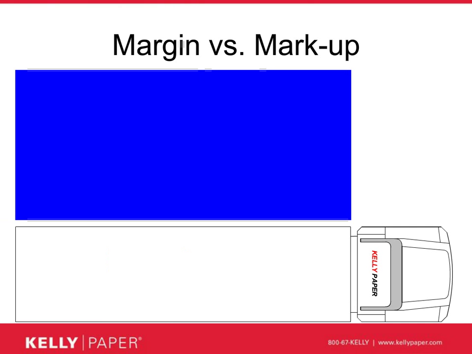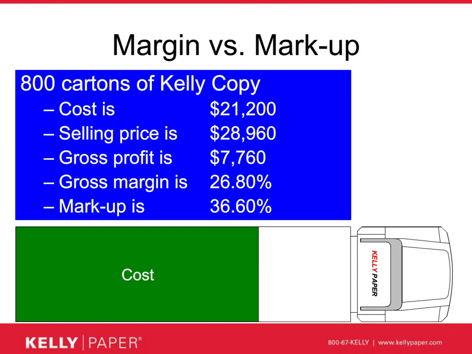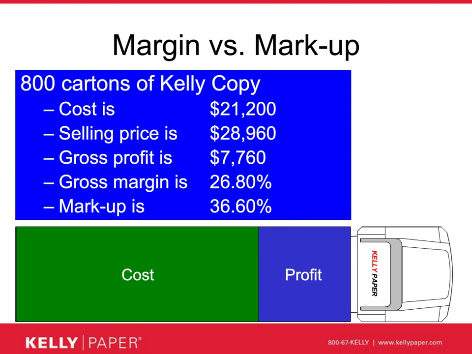Now let's look at an illustration of a Kelly truck filled with 800 cartons of Kelly copy. If the cost is $21,200 and the sell price is $28,960, this would give us a gross profit of $7,760, and the gross margin would be 26.8%. The markup would be 36.6%. Now notice how much of this order represents the cost and how much represents profit.